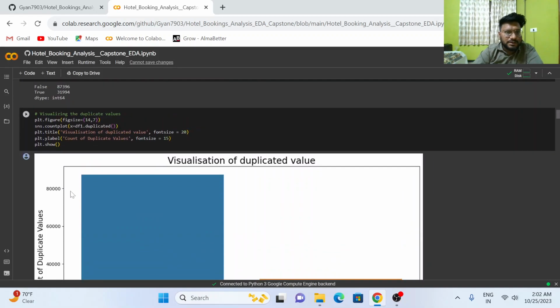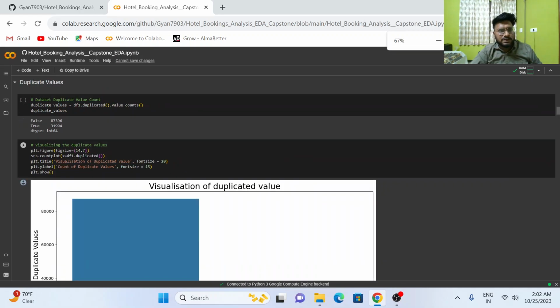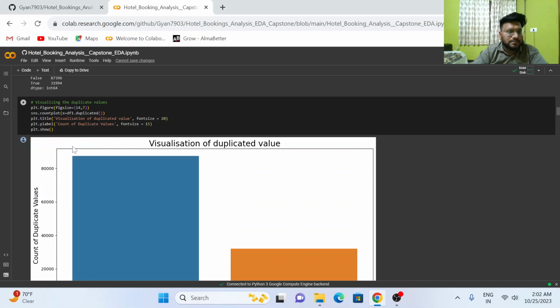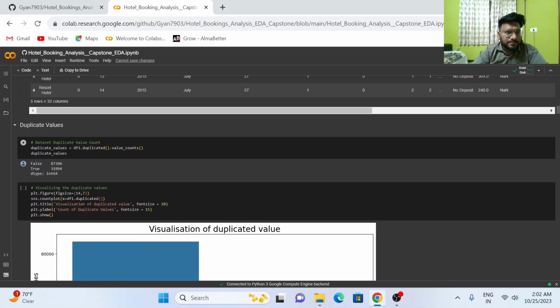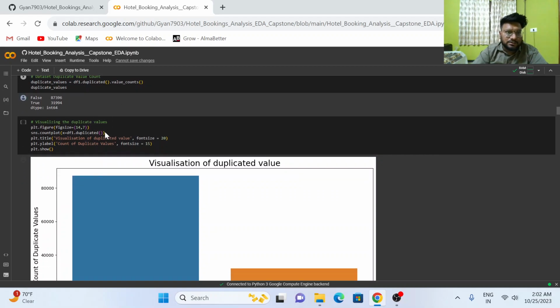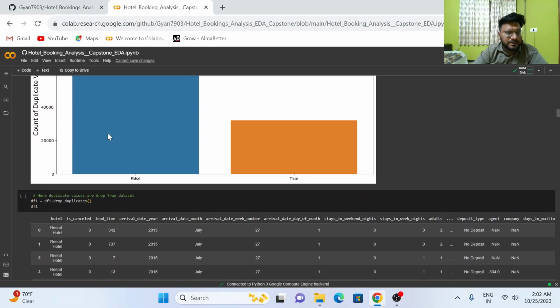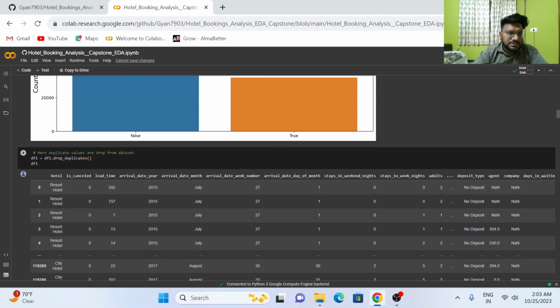So here we can see, we just minimize it a little bit so I'll have a clearer view. Here you can see the false values are 87396, which are not duplicate values, but 31,994 values are duplicate values. So what we will do is drop all the duplicate values using the drop function.